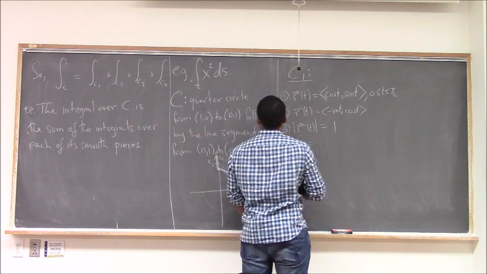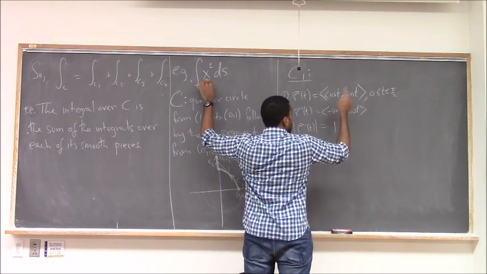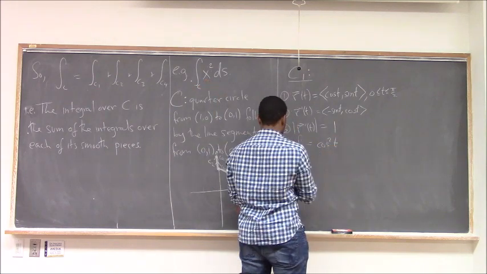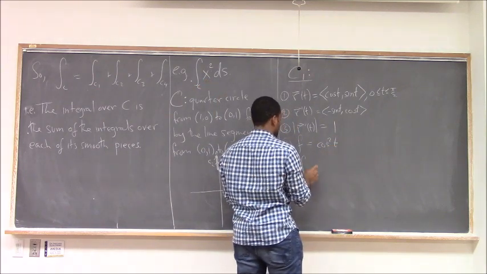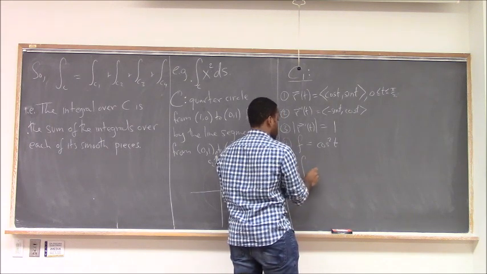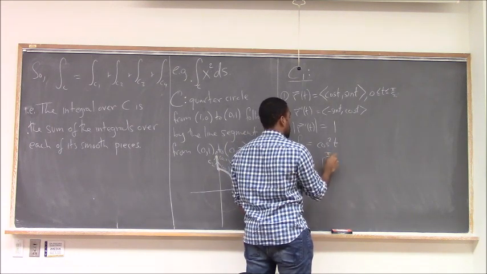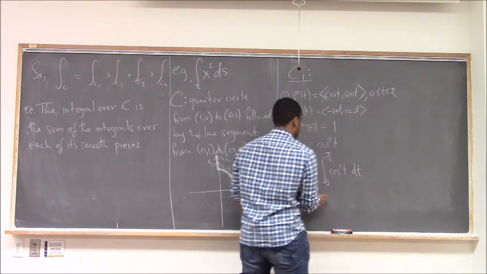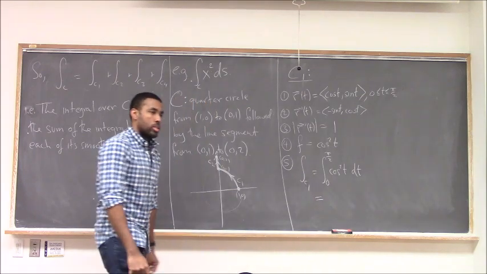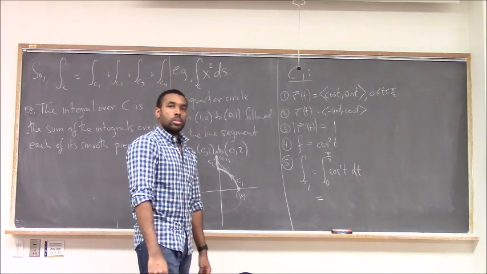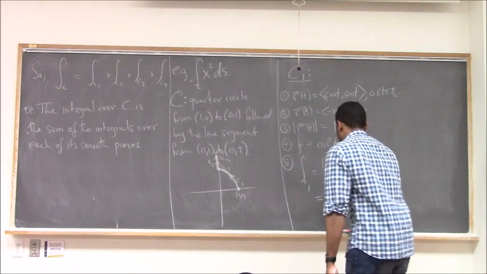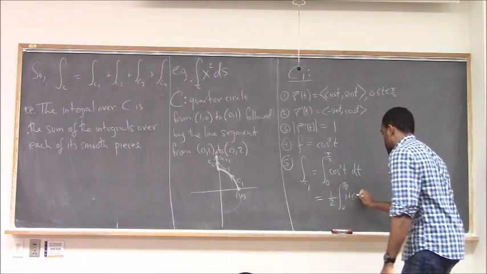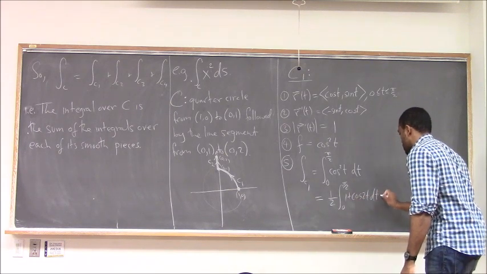This means my f is x squared. My x is cosine t, so this becomes cosine squared t. So my integral along C1 is just the integral from 0 to pi over 2 of cosine squared t dt. How do you integrate cosine squared t? You use the double angle formula: 1/2 (1 plus cosine 2t) dt.